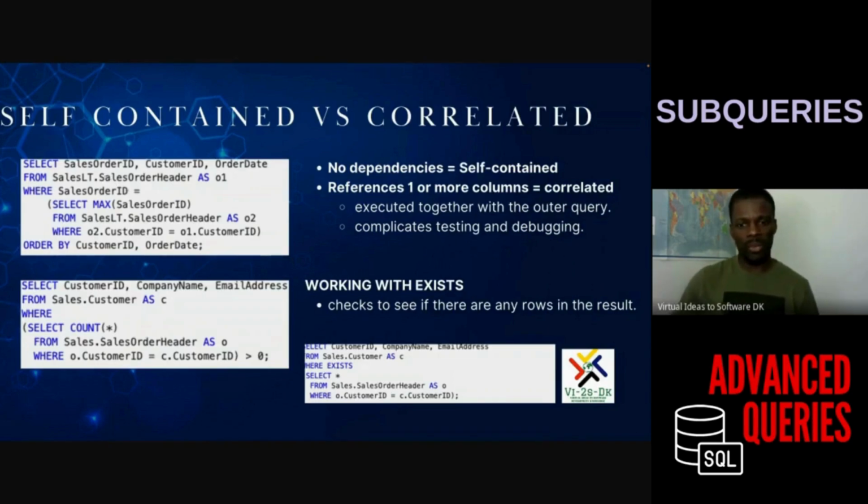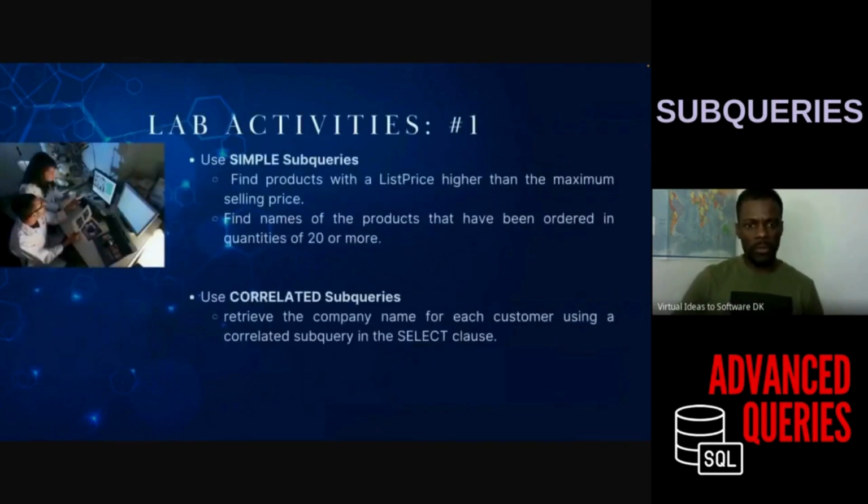A few things to point out: we could use the exist, working with exist to check to see if there are any rows in the result. Remember that we talked about handling nulls earlier last week. So handling nulls, we want to be able to check if there's any record that's going to be returned or not, because those null values or those null results are going to always mess up our query, and we might end up having some results that we don't expect, or having an error message in some cases. All right, a few things to work on.